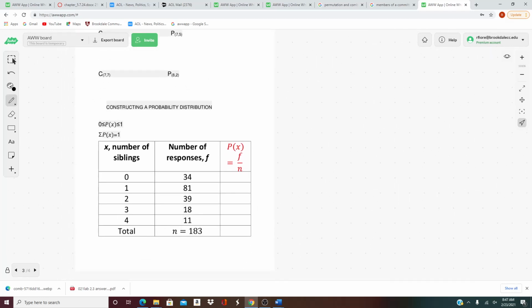I'm going to move on to constructing a probability distribution. There are some above for you to practice on your own. And then there are several sites where you can plug it in and see if you've done them correctly. We're going to do constructing a probability distribution.